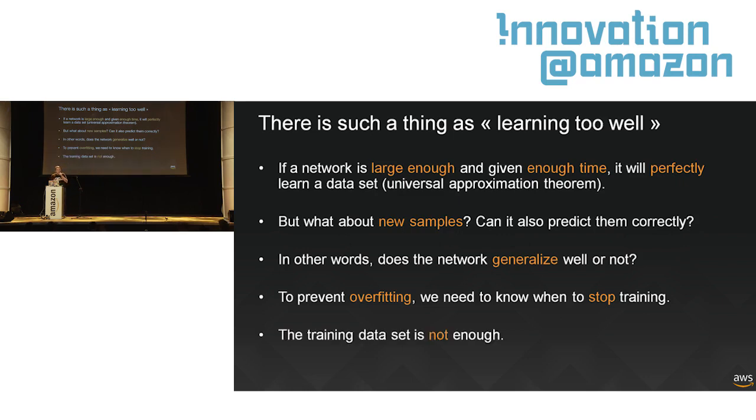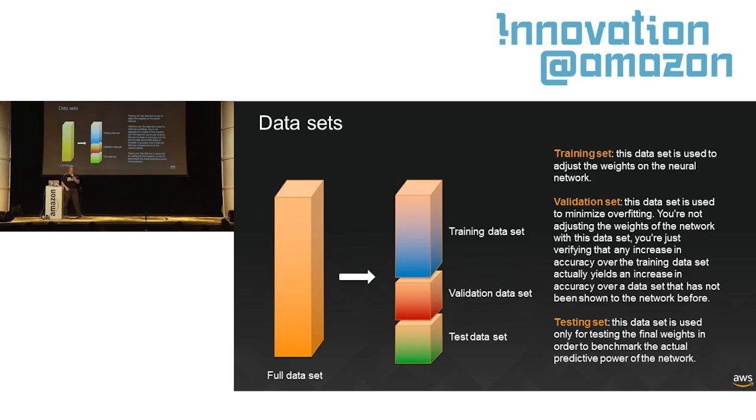So we need to know where to stop when it comes to training, and so the training data set obviously is not enough. We need extra data to measure how well the model does on data that hasn't been used for training. So if you've done machine learning before, this will be familiar.